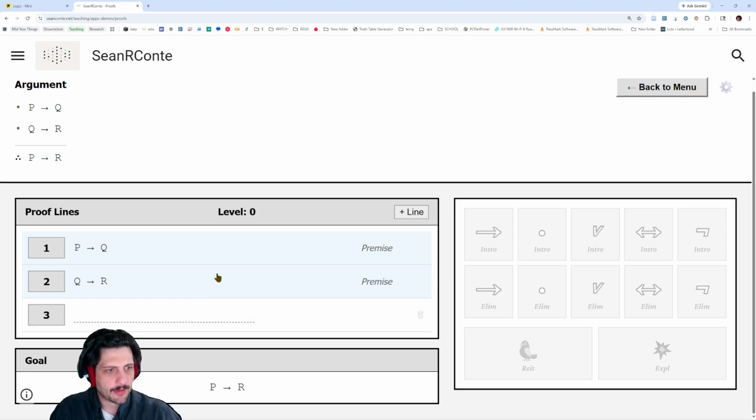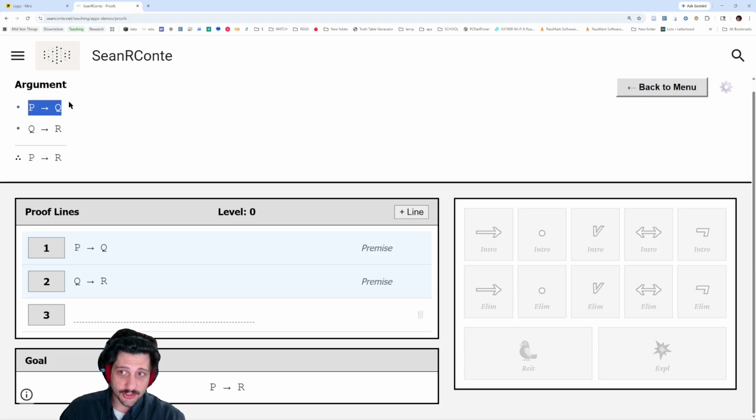Suppose I have this argument. I'm assuming that P leads to Q. I'm assuming that Q leads to R. And I want to prove that P leads to R. Again, we could go back to our intuitions. This seems like it should work. If P leads to Q and Q leads to R, well then we could leapfrog over Q and we get to R. It seems like it cascades. But how do we actually justify that?